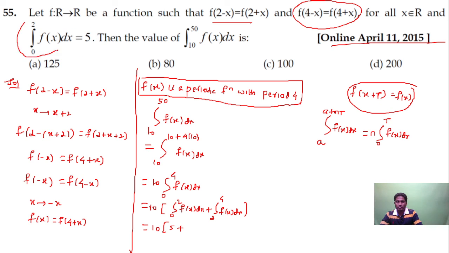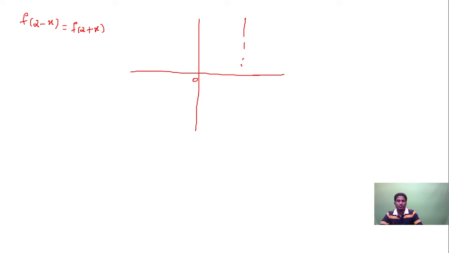So how will I get the integral from 2 to 4? Based on the given condition, f of 2 minus x is equal to f of 2 plus x. This means it is symmetric about the line x equal to 2, right? Let's say this line is x equal to 2. On the right side you get 2 plus x, on the left side you get 2 minus x. So this is symmetric about the line x equal to 2.